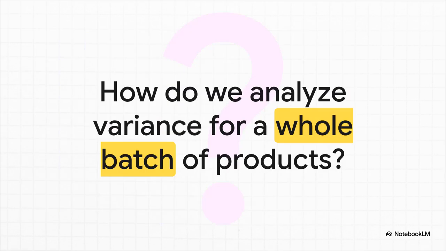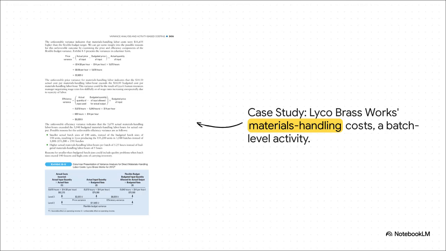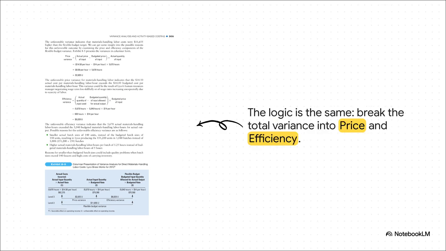Okay, that's cool. We've got a new system, but how do we actually use our variance analysis tools, price and efficiency, on something that sounds kind of abstract, like an activity? Let's make it real. All right, let's dive into a case study with Lyco Brassworks. They're trying to figure out the variance in their materials handling costs. This is a perfect example of a batch-level activity. It's basically the cost of all the labor it takes to move materials around the factory floor for different production runs. And check this out. The structure here should look super familiar. We're still breaking down the total variance into a price and an efficiency component. The logic is exactly the same as what you already know, but the inputs we're using are just a little different.